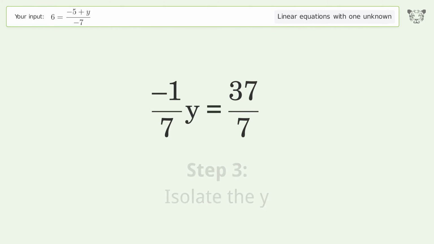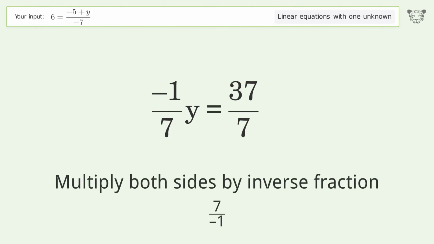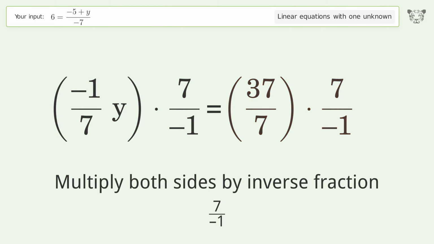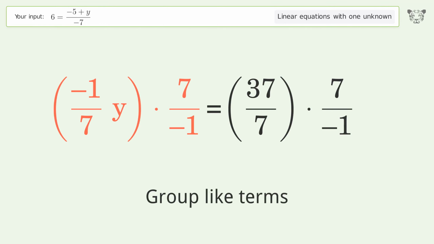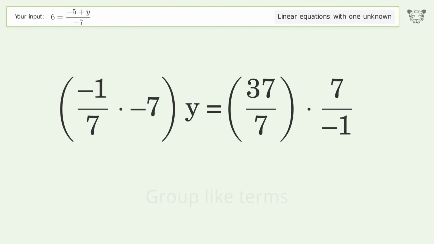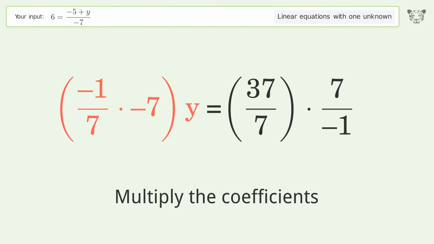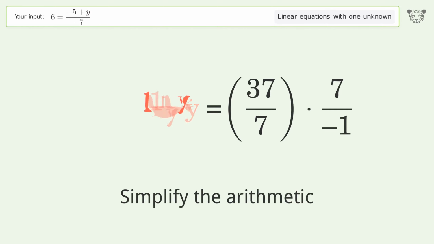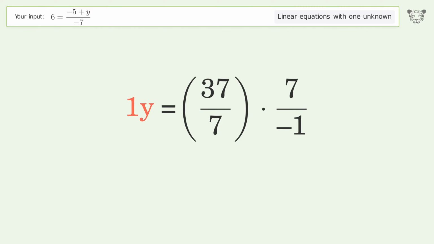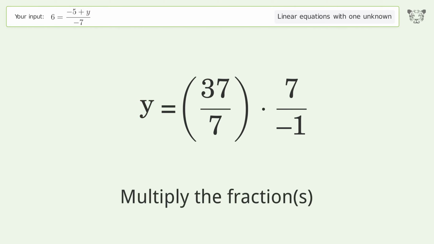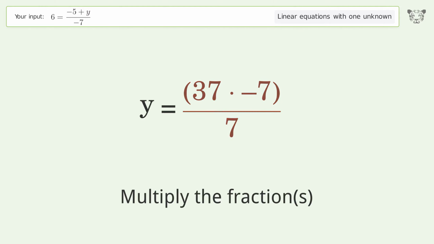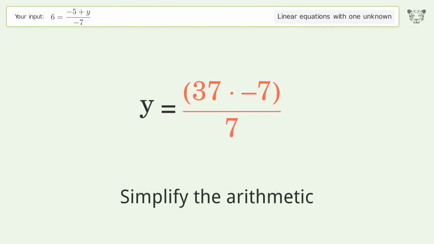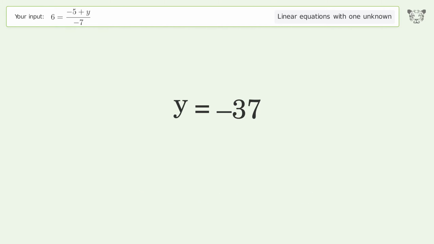Isolate the y. Multiply both sides by the inverse fraction 7/-1. Group like terms. Multiply the coefficients. Simplify the arithmetic. Multiply the fractions. Simplify the arithmetic. And so the final result is y equals -37.